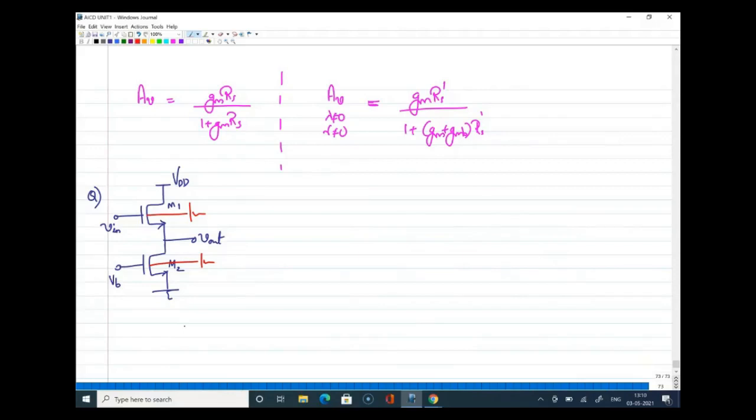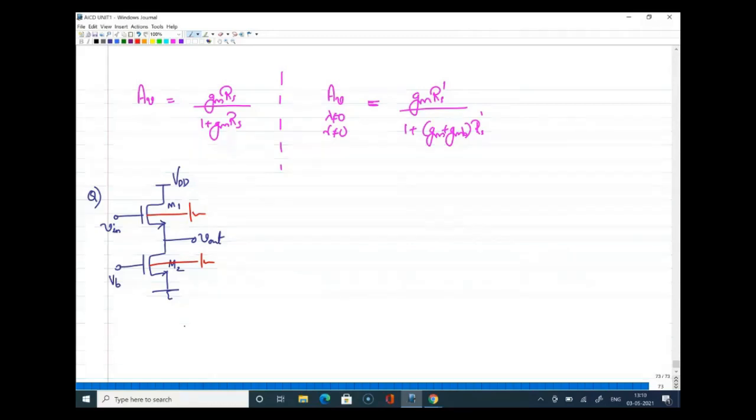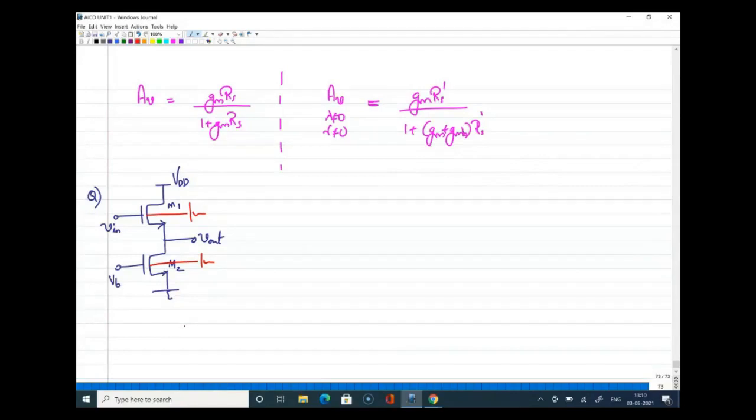I hope that is clear. One more thing I was telling is, if you have an input transistor where your source is grounded, and if it has a body effect, that means if a VSB exists, in that case you can directly add GMB, right?